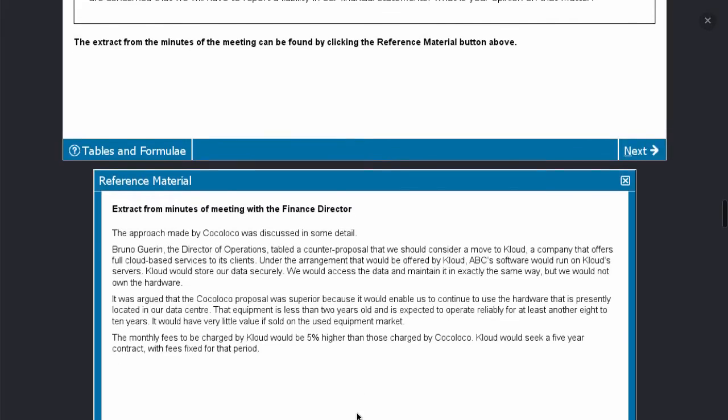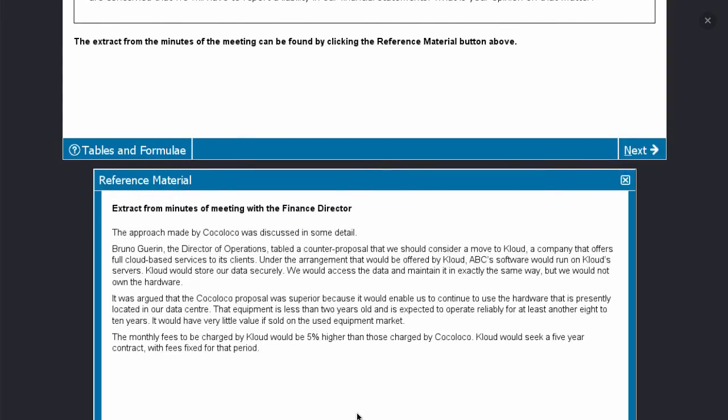Okay. Extracts from minutes of meeting with finance director. The approach made by Coco Loco was discussed in some detail. Bruno, the director of operations, tabled a counter proposal that we should consider a move to cloud, a company that offers full cloud-based services to its clients. Under the arrangements offered by cloud, ABC's software would run on cloud servers. Cloud would store our data securely. We would access and maintain the data in exactly the same way, but we would not own the hardware.